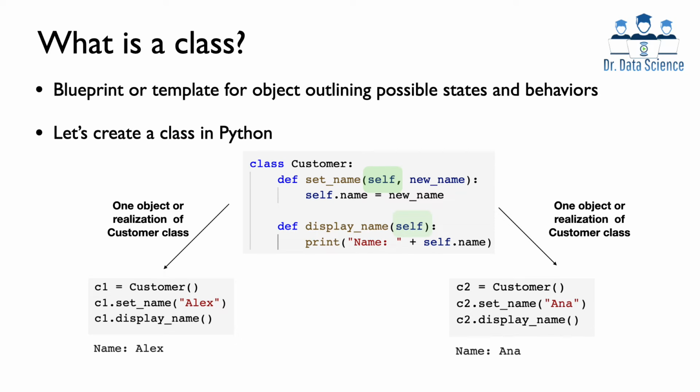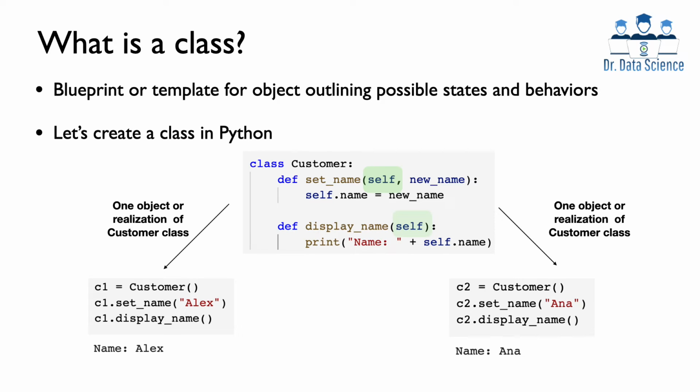After we define this class, now we can have two different instances or realizations of this class, which we call objects. On the left, we have C1. At first, we initialize it, and then we use .set_name. Let's say here we pass the name Alex, and we also display it. You can see that this name is now displayed correctly.